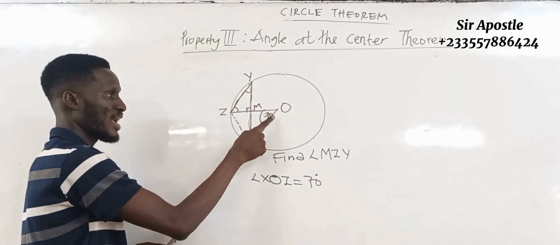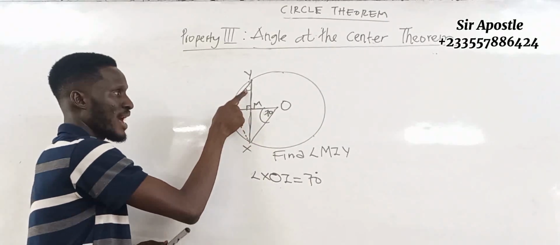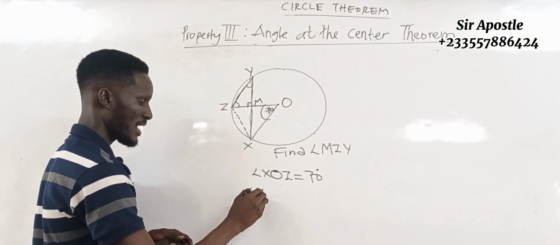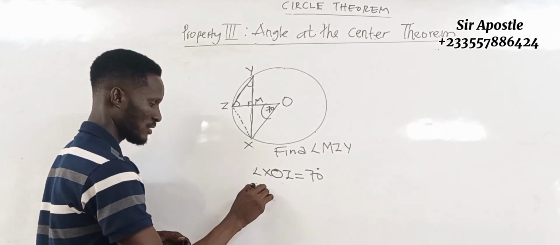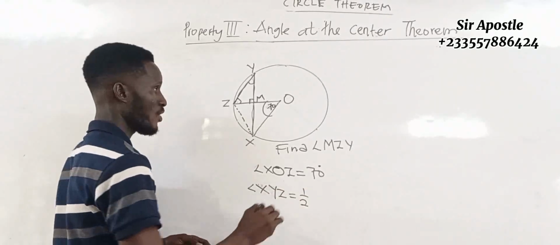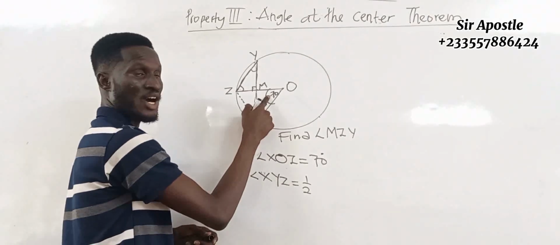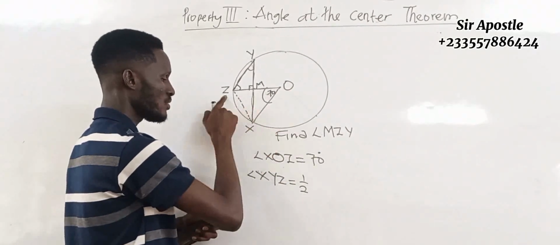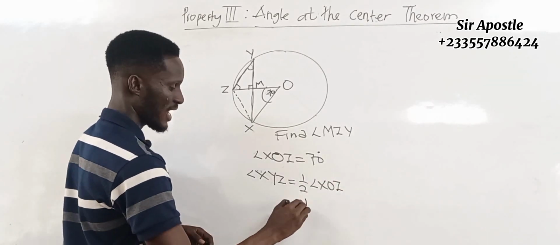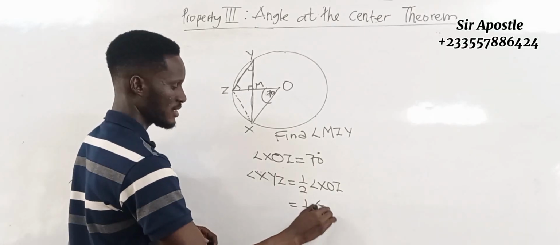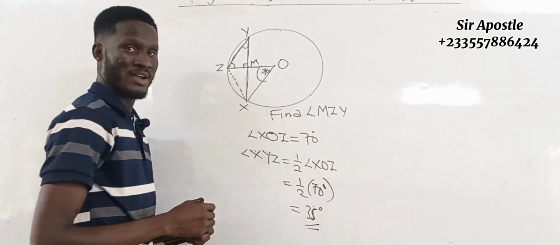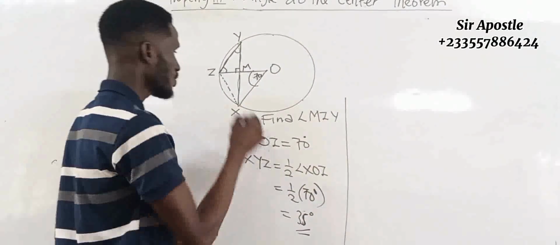How are we going to get here? Half of 70 will give us the angle from here. The angle from here is angle XYZ. So angle XYZ is equal to half of the angle at the center of a circle, which is angle XOZ. So half of XOZ is half of 70. It will give us 35 degrees.